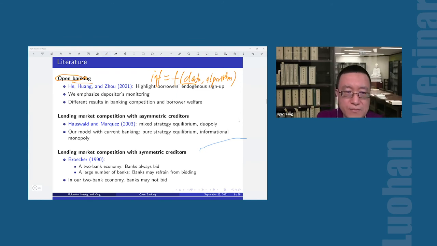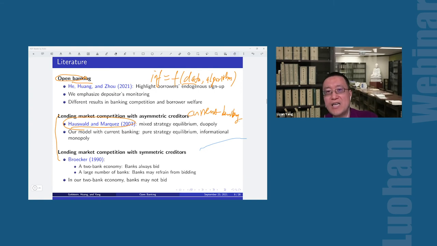So another related literature is the banking competition literature. I just want to talk about two papers here because they correspond nicely to the current banking system and the open banking system. So this one is the paper by Marquez and his co-author in 2003, the RFS paper. So this is more like the current banking system. In this model, there's one informed relationship bank, and also an uninformed bank who is a challenger. So this is more like the current banking system.